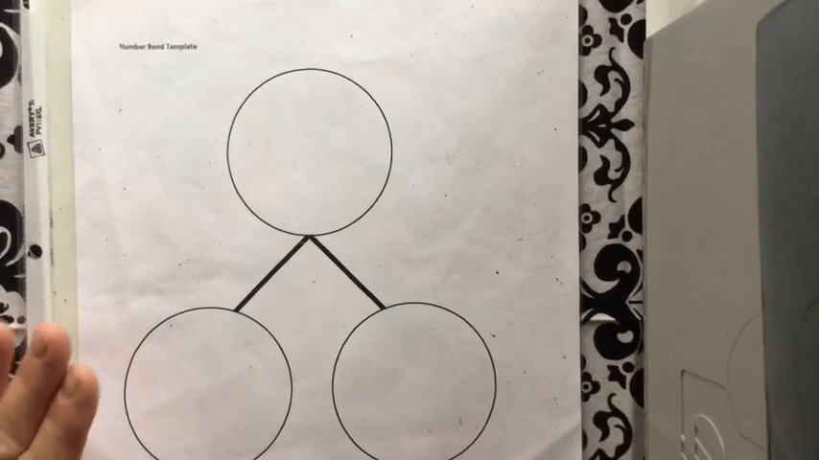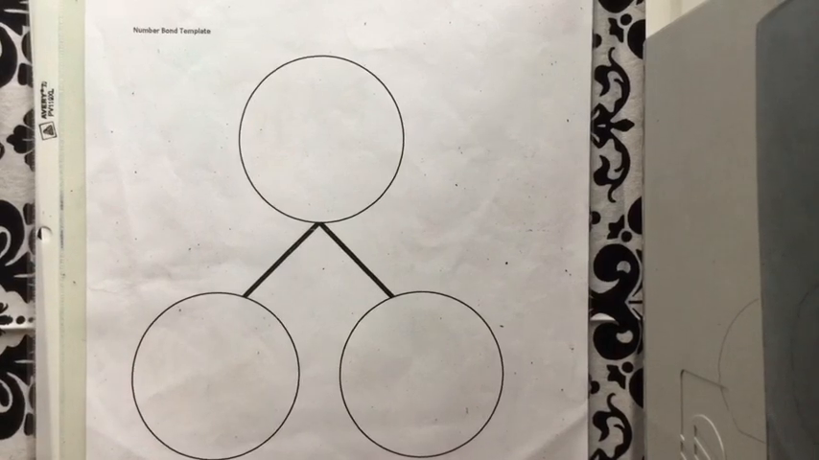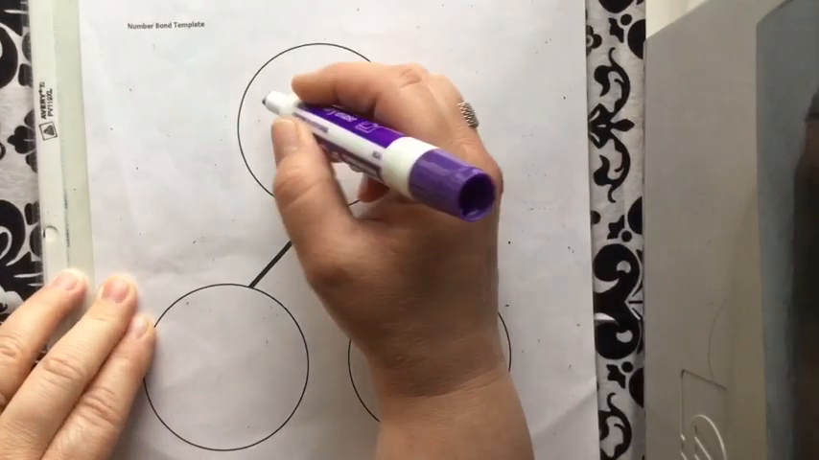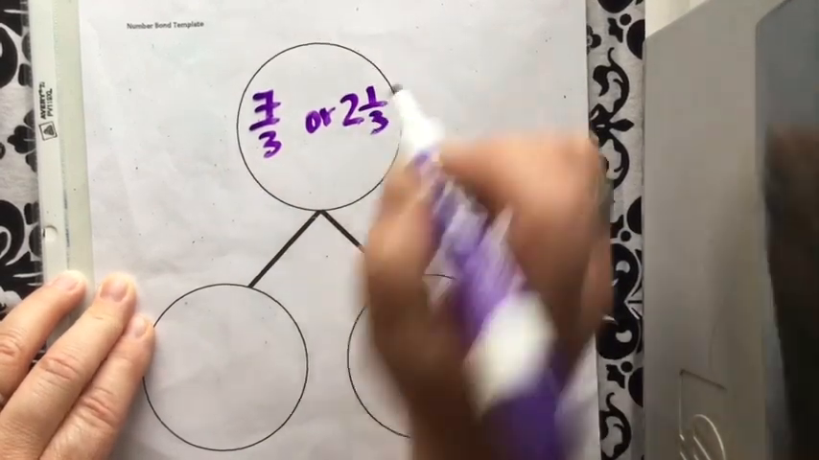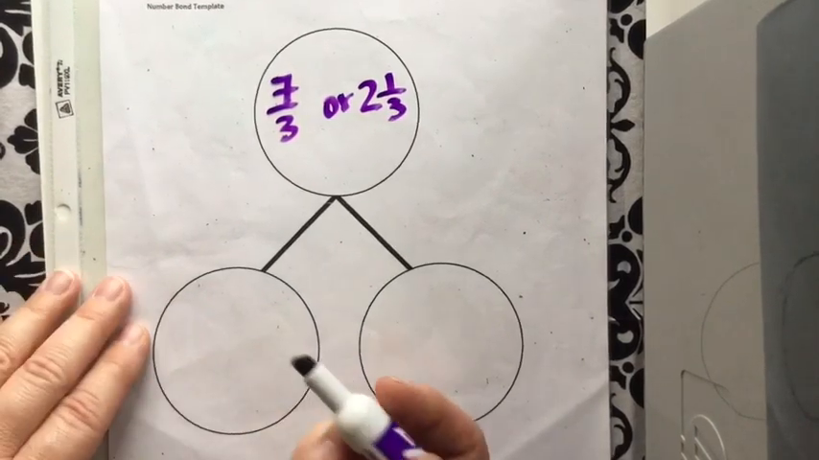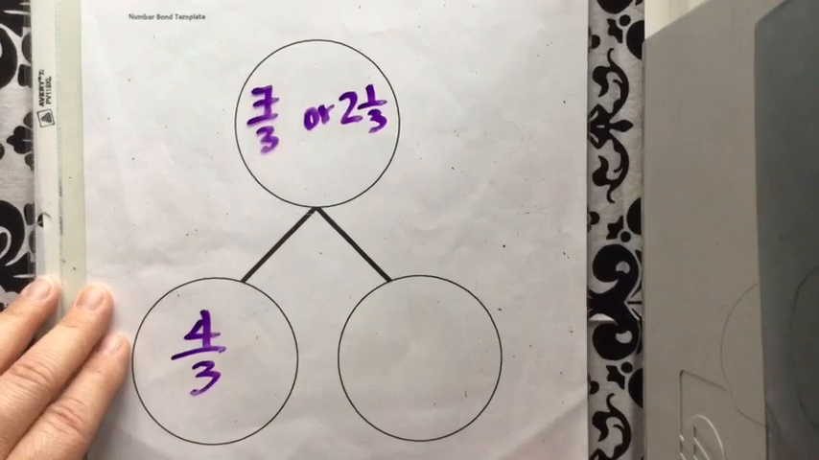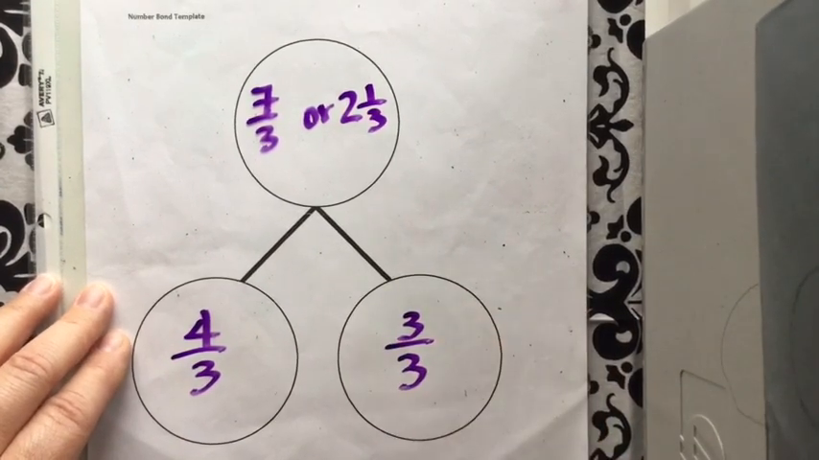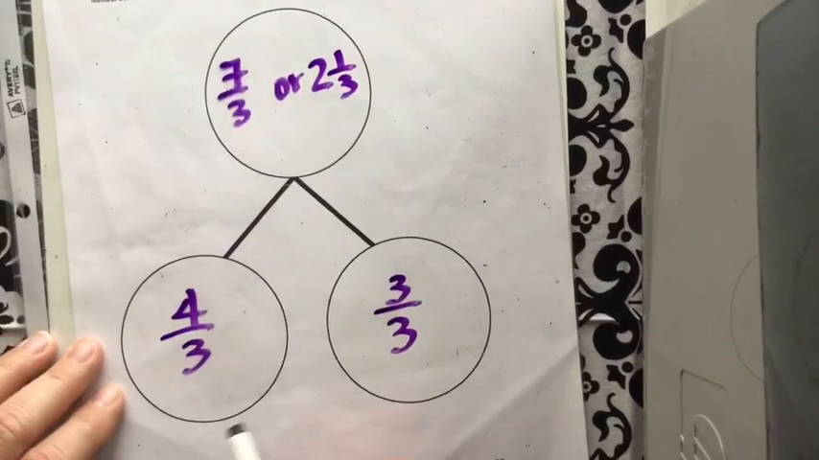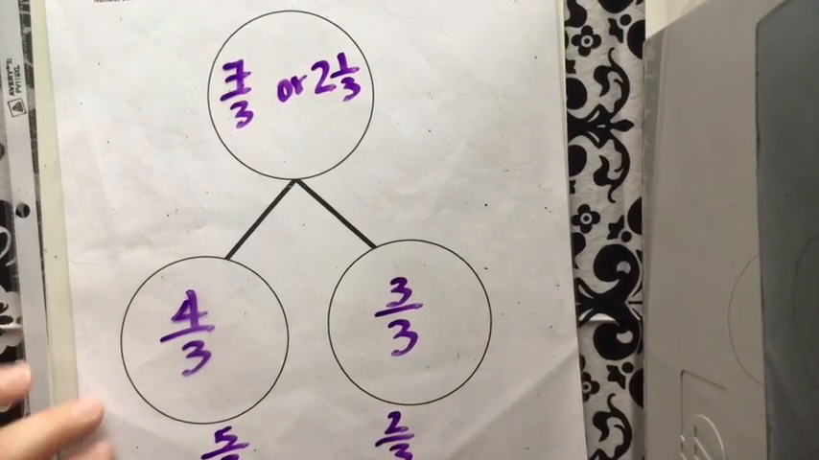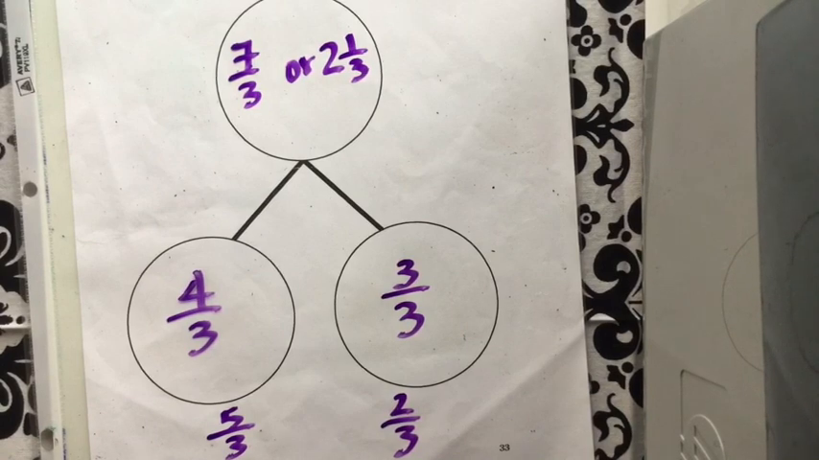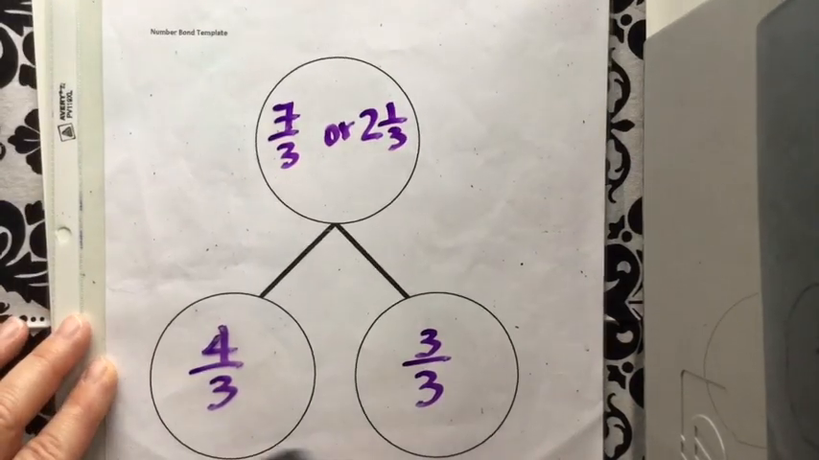I will show you yet one last way to work this 7/3 or 2 1/3 problem using a number bond. So we can say 7/3, or remember it's 2 1/3, equals, we can choose, we can say 4/3 plus 3/3. One of the other options is 5/3 plus 2/3, and obviously you can say 1/3 and 6/3, 3/3 and 4/3, but just remember, you can take that into a number bond as well.